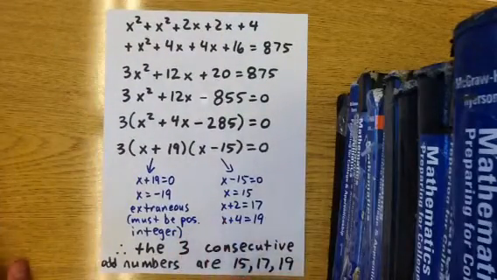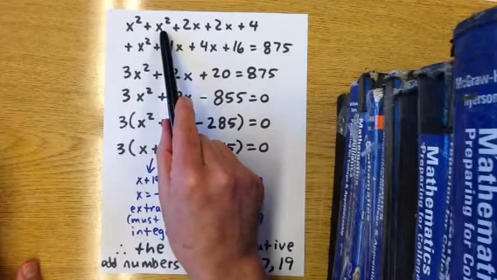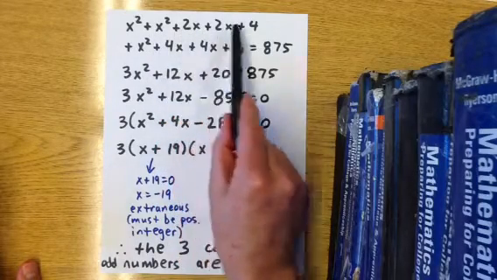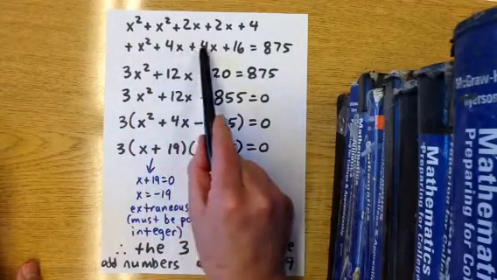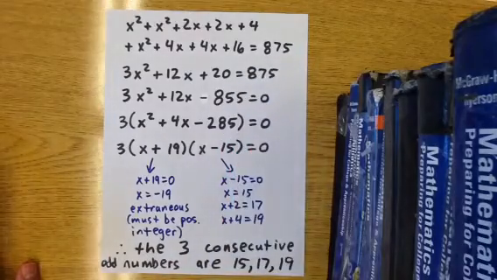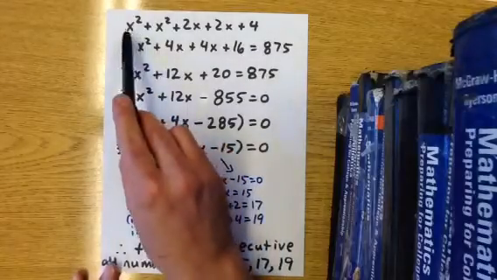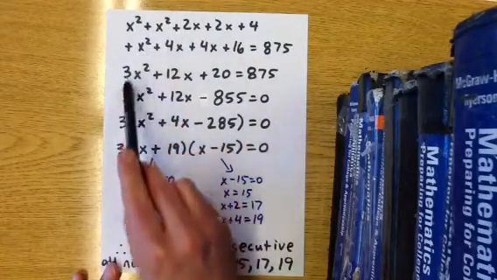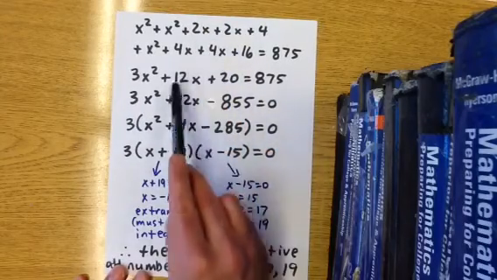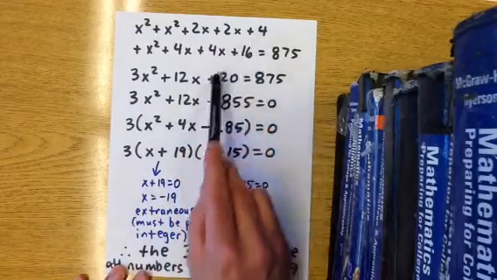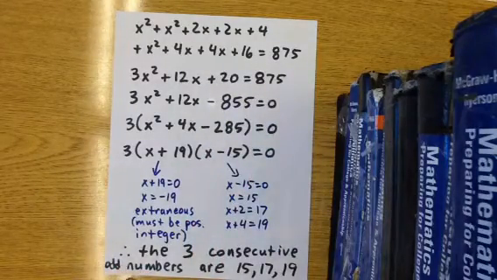Well, when we expand all that out, we get x squared plus (x plus 2) squared is x squared plus 2x plus 2x plus 4. (x plus 4) squared is x squared plus 4x plus 4x plus 16, and all that will equal 875. Okay? Now we collect like terms. We have three different x squareds. We have positive 2x plus 2x plus 4x plus 4x, and we have positive 20. And all of that will equal 875.